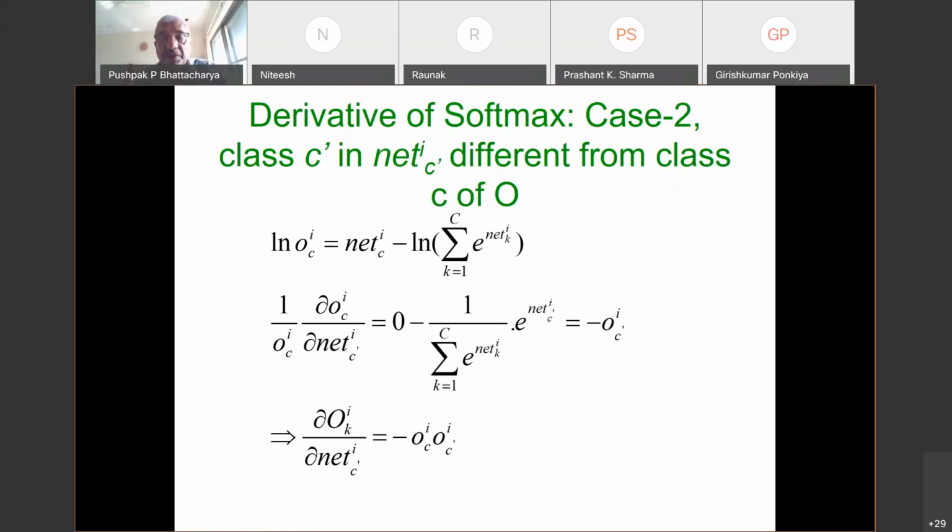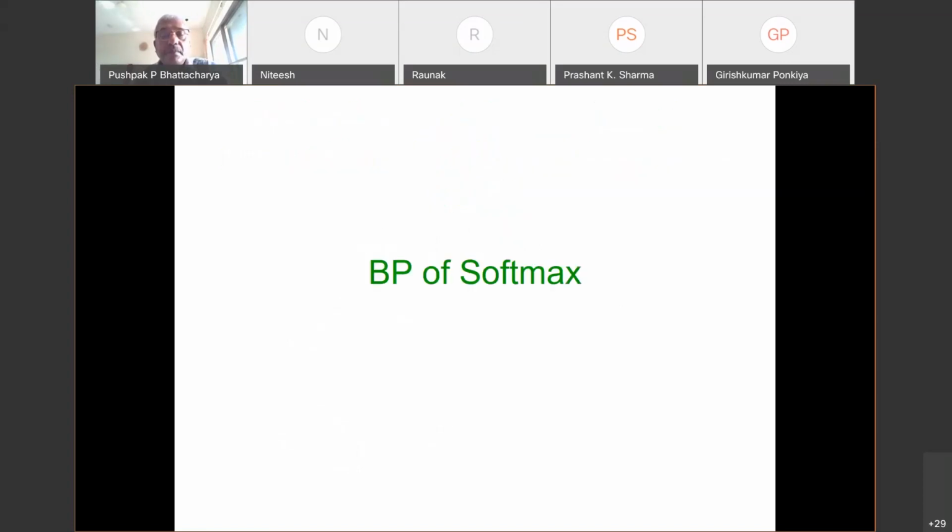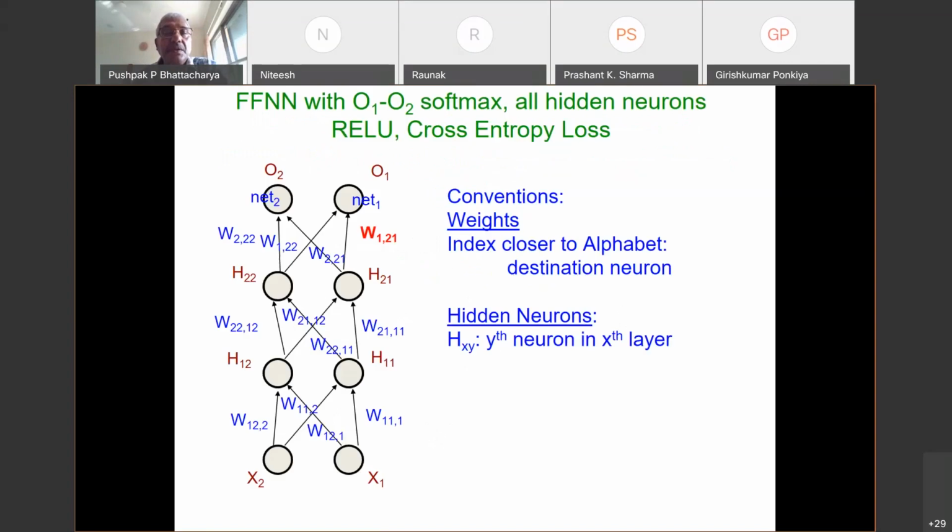So we come to the conclusion that the derivative of the softmax has two cases. One case is the derivative of the output of the neuron with respect to its own input, where the derivative is output into 1 minus output. And the derivative of the output of a neuron with respect to the input of another neuron gives minus the product of the outputs of the two neurons. Very useful result to be kept in mind. Now we are ready to jump into backpropagation when softmax is involved.